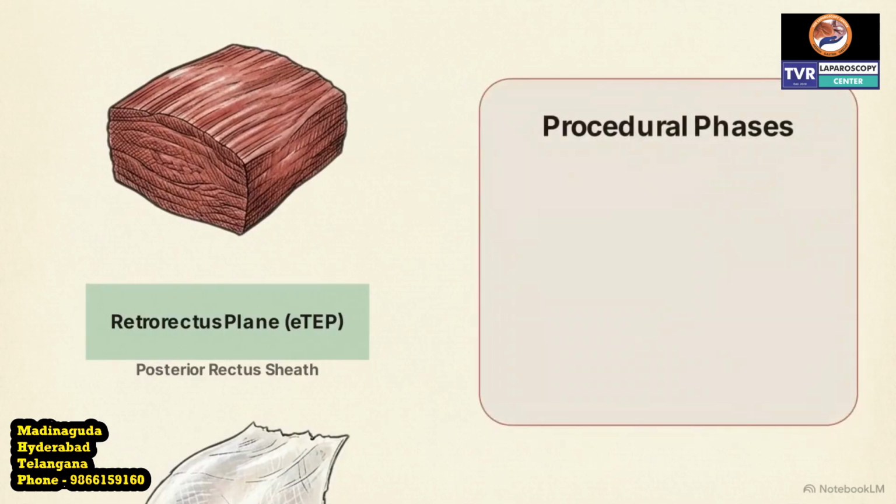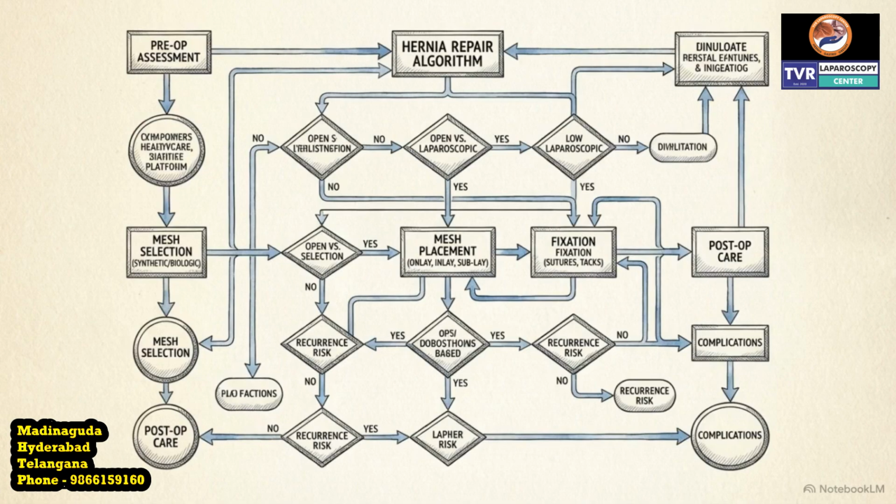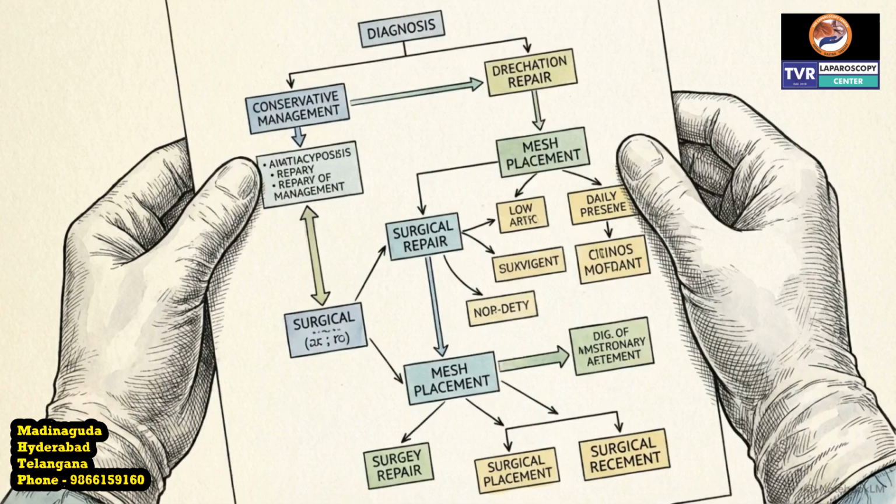Every intervention follows three distinct phases: gaining access, dissecting the anatomical planes, and integrating the synthetic mesh. The clinical decision matrix provides a standardized response to interoperative crises within these stages, converting unpredictable accidents into manageable, repeatable algorithms. Technical skill is secondary to the algorithmic discipline required to navigate these high-stakes anatomical planes safely.